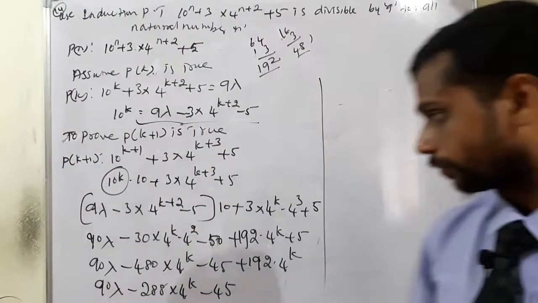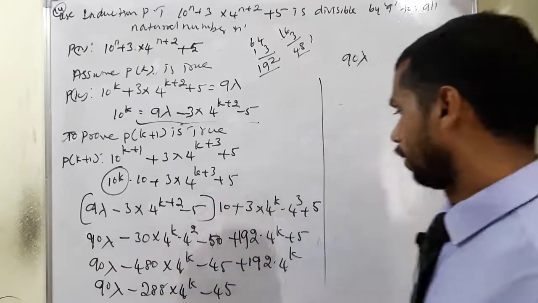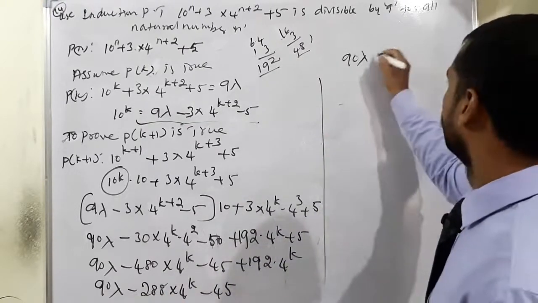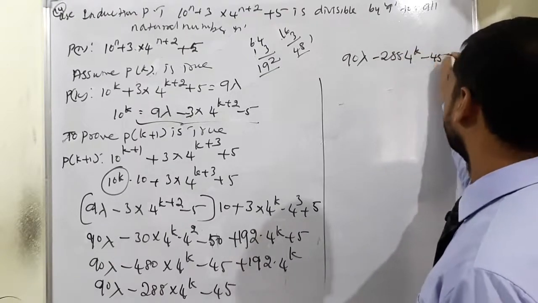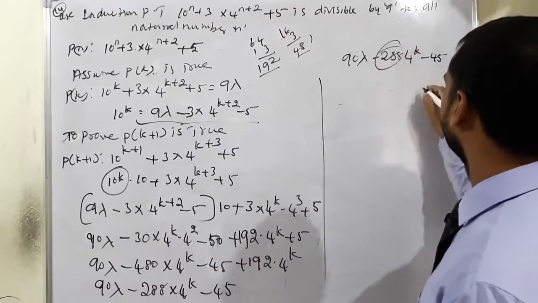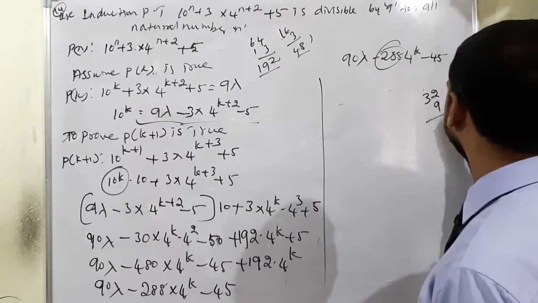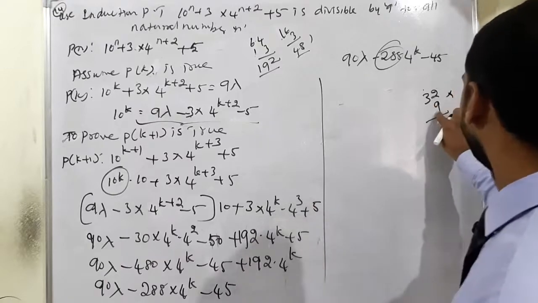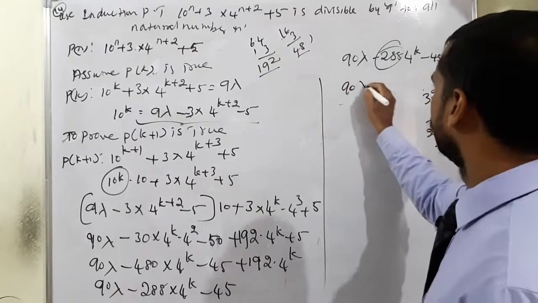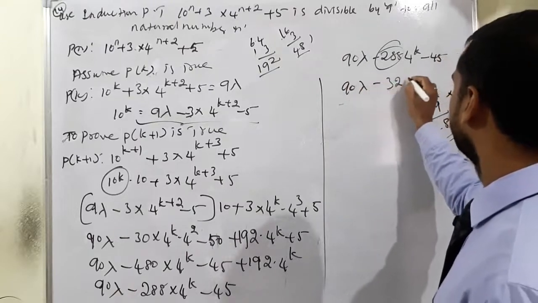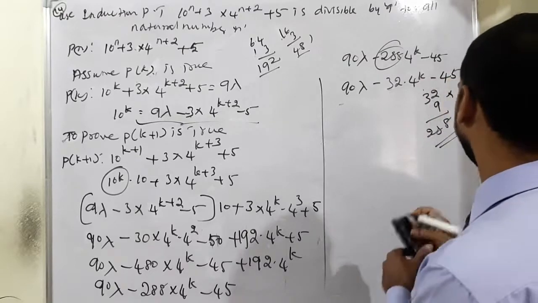Therefore, 90λ minus 288 into 4^k minus 45. Is 288 divisible by 9? Yes, divisible by 9. That is 32 into 9. How many times? 2 9s are 18, 1, 3 9s are 27, 27 plus 1 is 288. Therefore, 90λ minus 32 into 9 into 4^k minus 45.